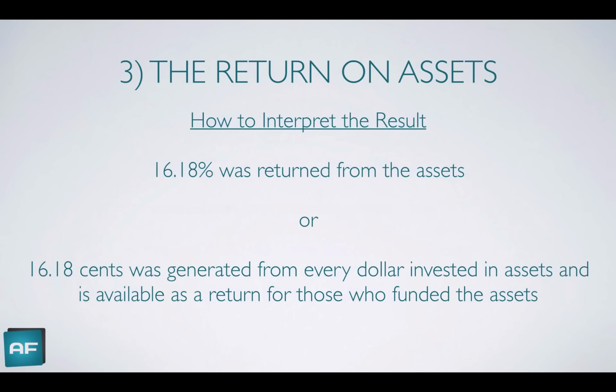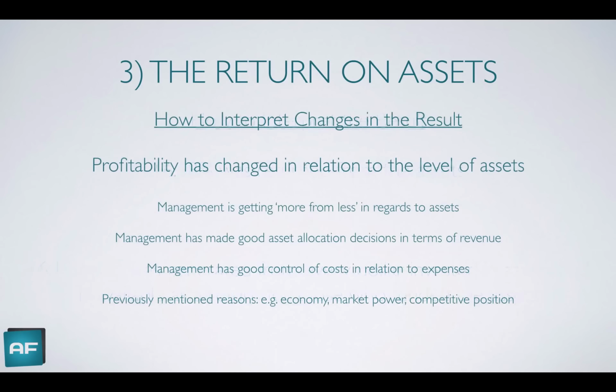And how do we interpret the result? 16.18% in our example was the return from the assets. That's what the assets generated for us. Or you could say that 16.18 cents was generated for every dollar invested in the assets and is available as a return for those who funded the assets, those being the equity holders and the debt holders.